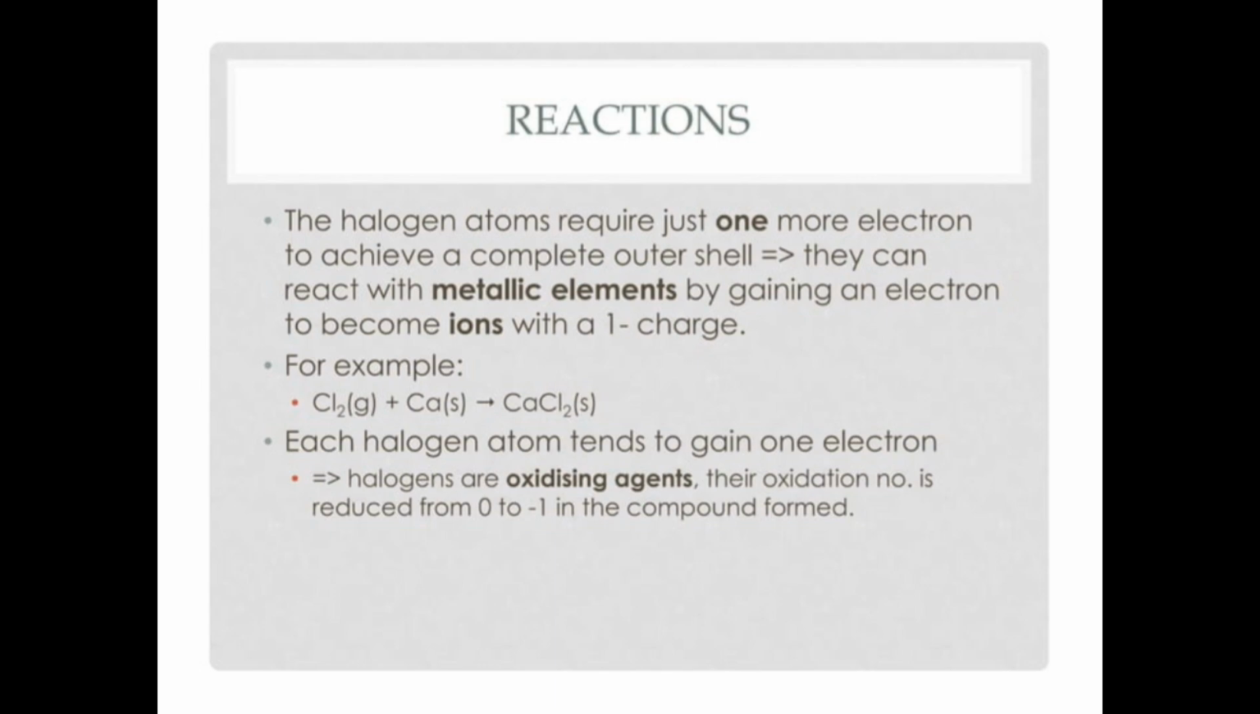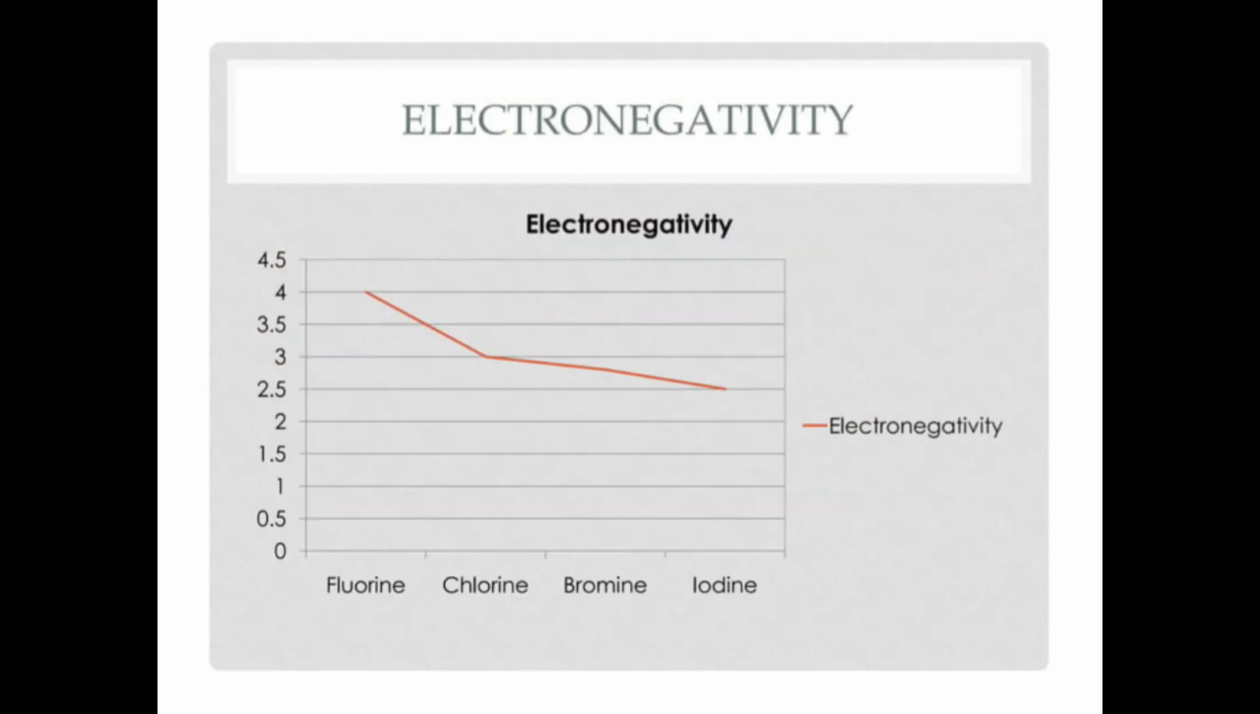Another of their reactions is that they are very good oxidizing agents. And the reason for being a very good oxidizing agent is because they tend to gain electrons easily. So as they are gaining electrons easily, they get reduced. And of course, when they are reduced, the oxidizing agent gets reduced, while the reducing agent gets oxidized. So because of the ability to gain electrons easily, they are extremely good oxidizing agents. So they move from 0 to -1 in their oxidation states.